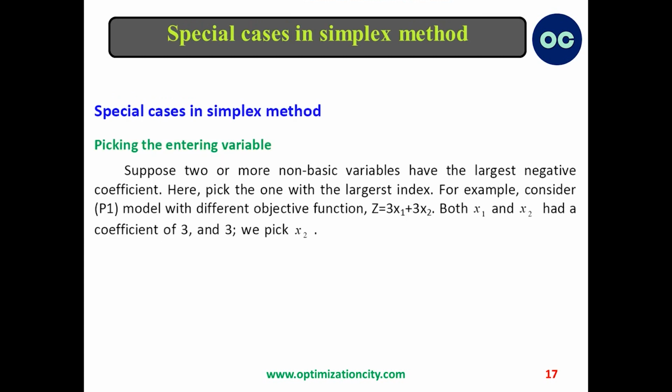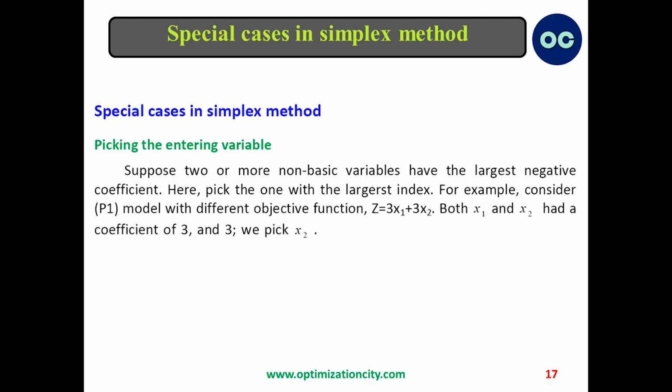In this section, we are checking some special cases in the simplex method. First one, picking the entering variable. There are some special cases, so we discuss them in this section. When multiple non-basic variables have the largest negative coefficient, this is one of the special cases. In this case, we pick the one with the largest index.